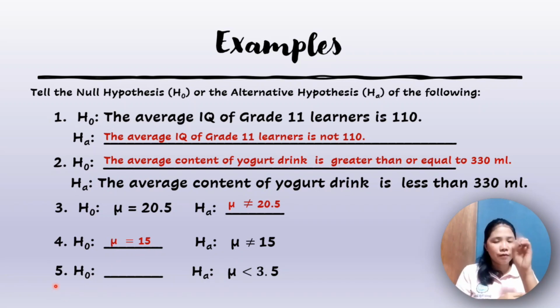And number 5, given an alternative hypothesis, mu is less than 3.5. What is the negation of the less than symbol? Correct. Mu is greater than or equal to 3.5.